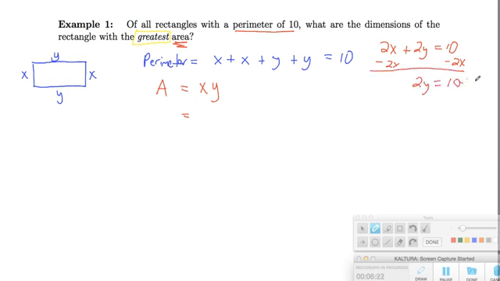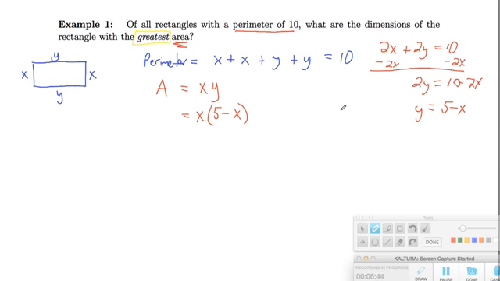y equals 10 minus 2x. So that means that y is equal to, if you divide by 2 on both sides, 5 minus x. So the area is x times 5 minus x. Now remember, to optimize, you've got to take the derivative, right?